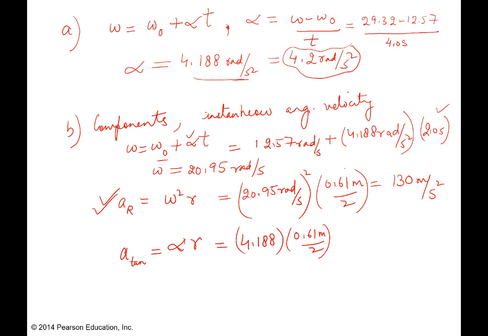You're free to divide it beforehand and keep it ready, or substitute it here itself. The choice is yours. So once you work on it, this becomes 1.3 meters per second squared. So this tells you that the tangential acceleration is far, far less compared to the radial acceleration, which is 130 meters per second squared.